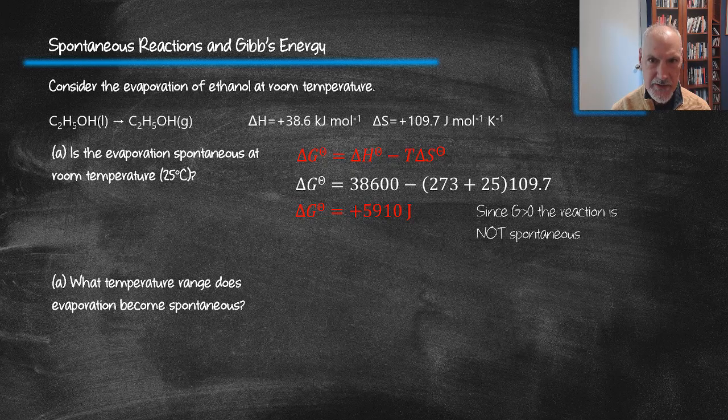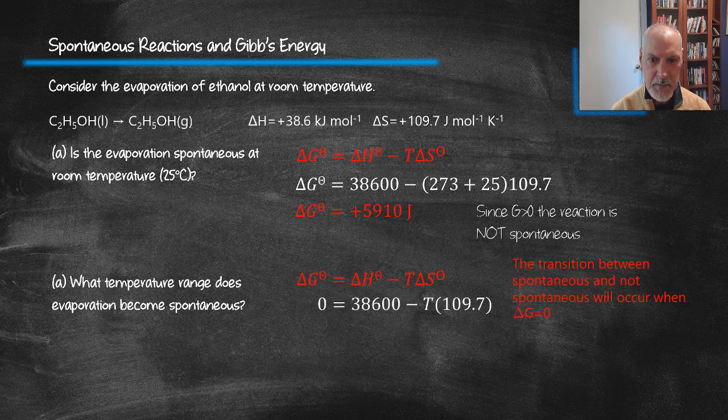What temperature range does this reaction become spontaneous? So again, I'll start with that equation, and make note that the transition between being spontaneous and not spontaneous is going to occur at zero. So I'm going to let delta G equal 0 and substitute in my values. So the only unknown now becomes my temperature. I rearrange it now and get the temperature by itself. So I finish with 352 Kelvin, or 79 degrees Celsius.